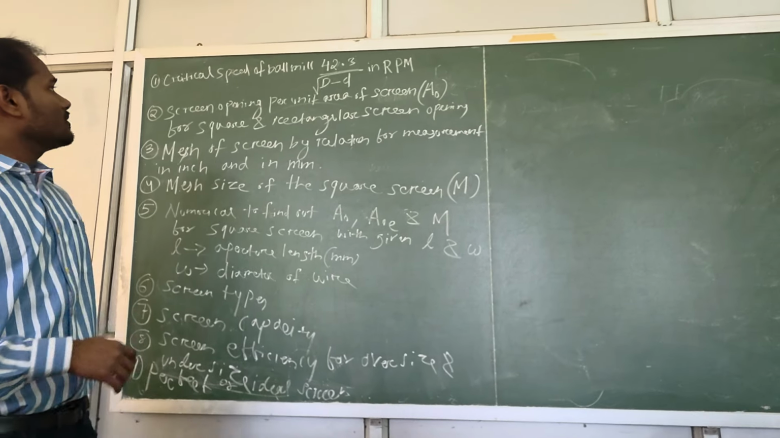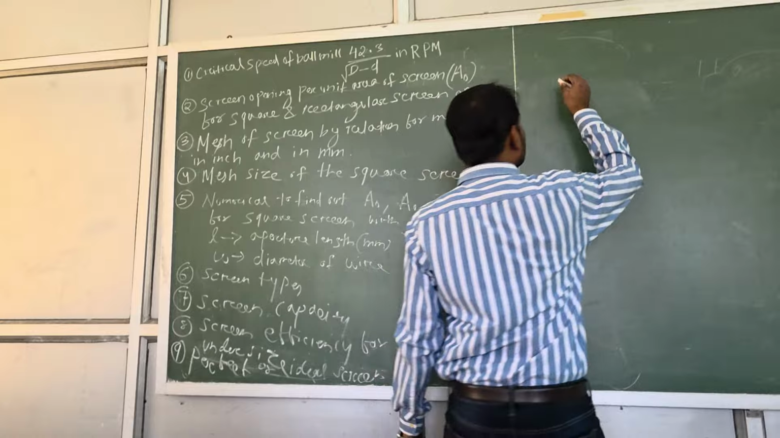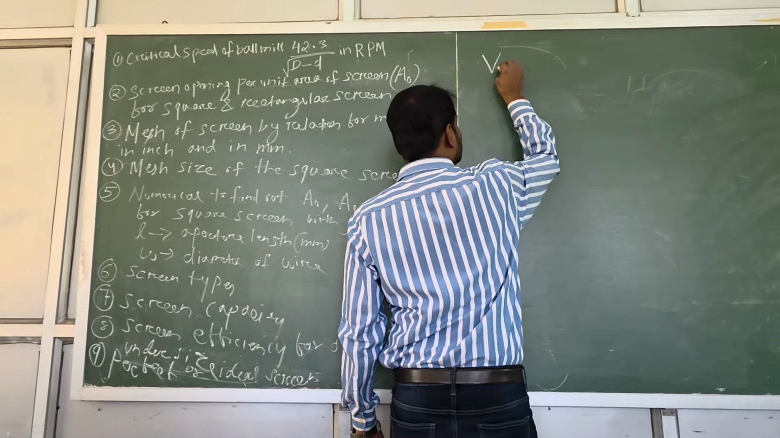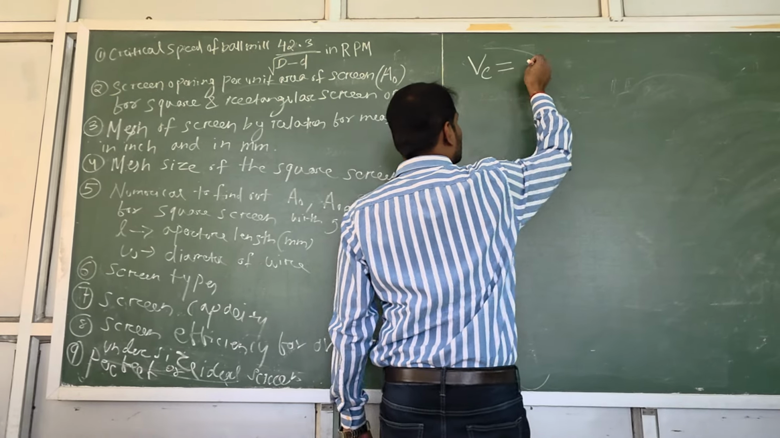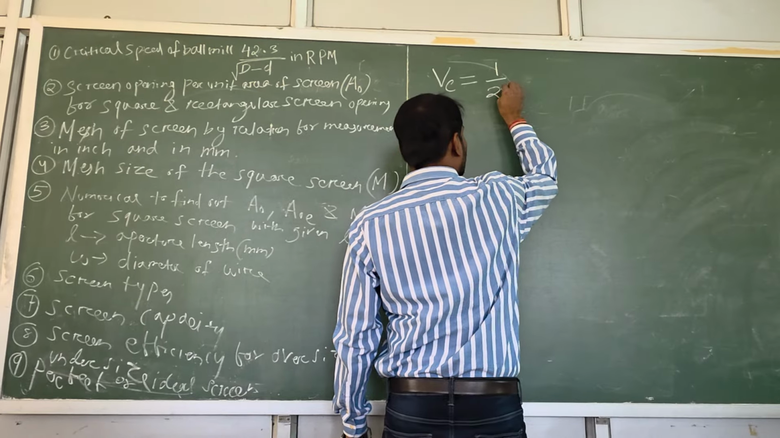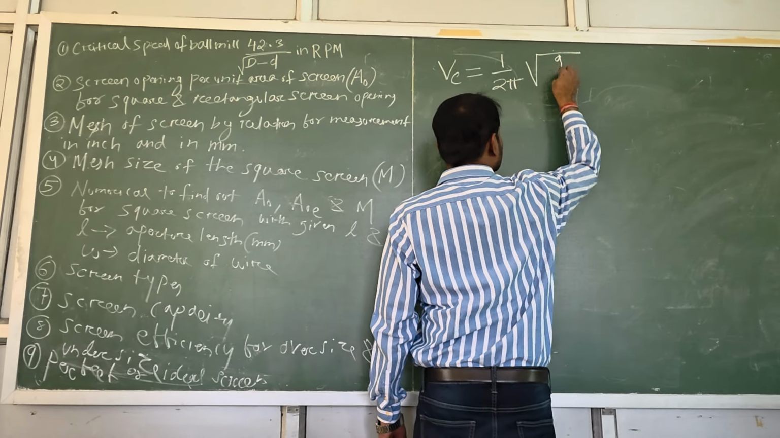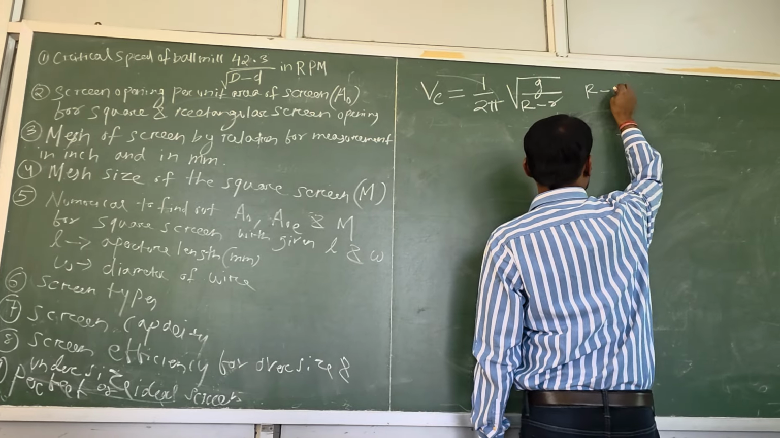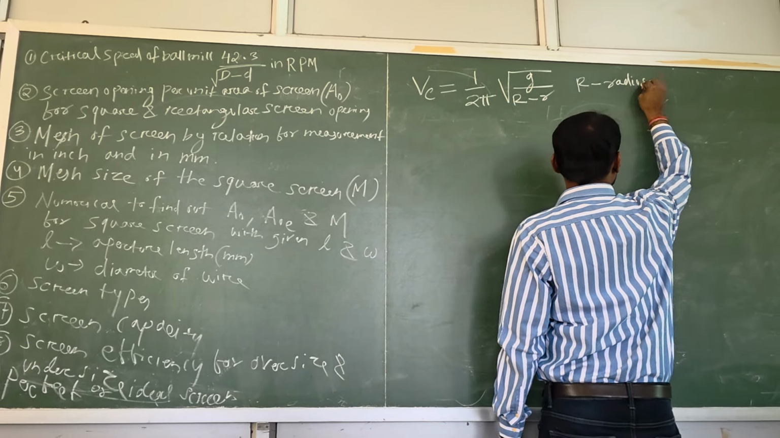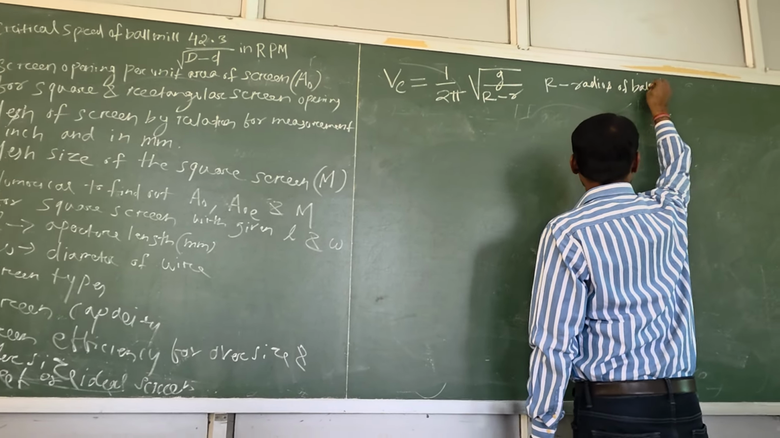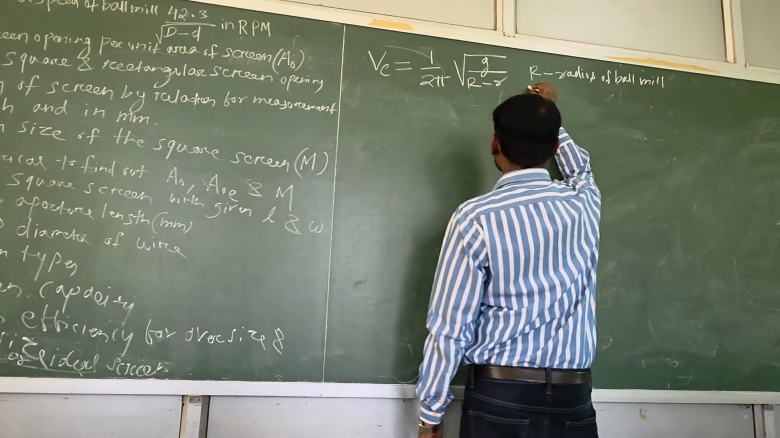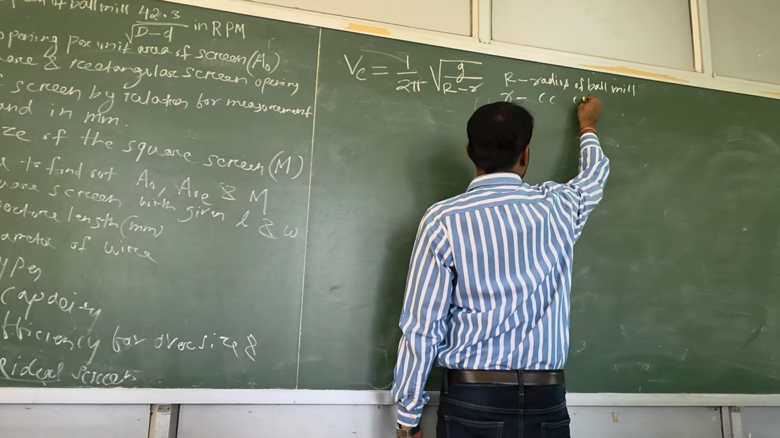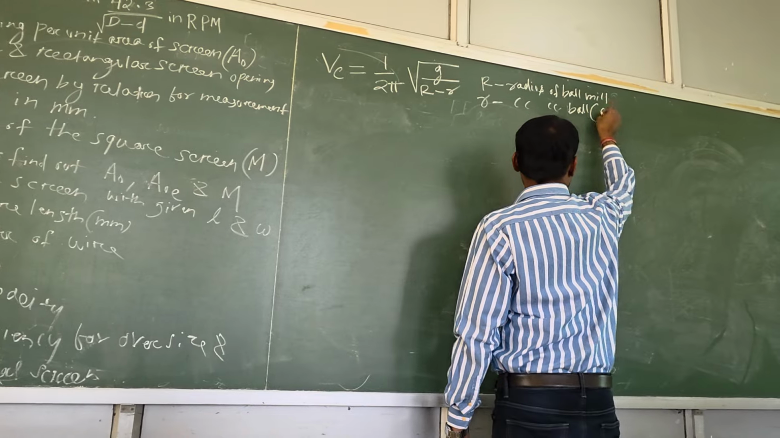Okay, so if you remember, we derived the equation for critical speed, that is Vc is equal to 1 by 2 pi square root of g by (R minus r), where capital R is nothing but the radius of the mill, and small r is the radius of the ball or grinding media.